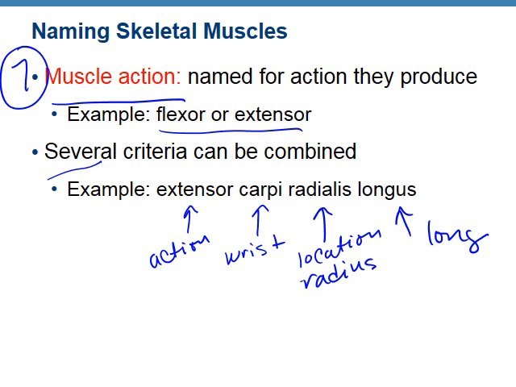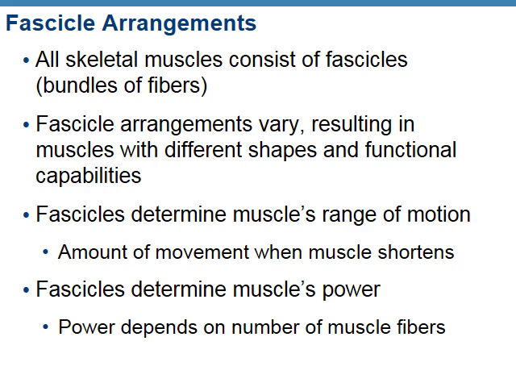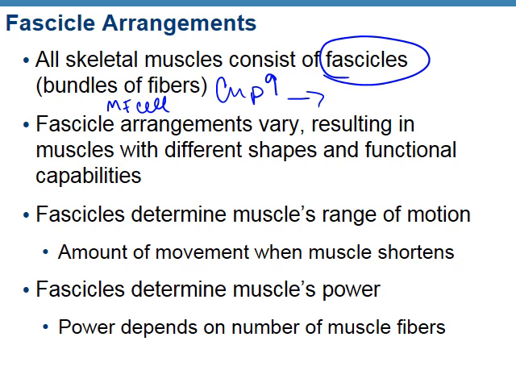So sometimes muscle names are really nice. Extensor is a muscle that works on the posterior side of the arm. So this is telling you it's on the posterior side. It runs from the radius to the carpals and that it's long. We don't know really about fascicles yet because we haven't looked in chapter 9 at bundles of muscle fiber cells. So you can go ahead and take a peek in chapter 9 if you would like and look at fascicles, but basically it's individual muscle fiber cells all bundled together.